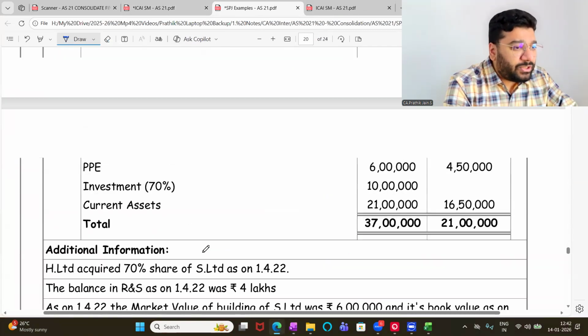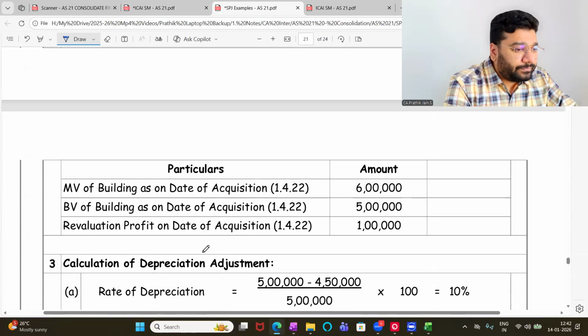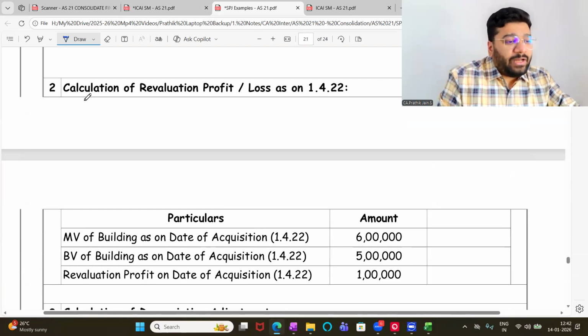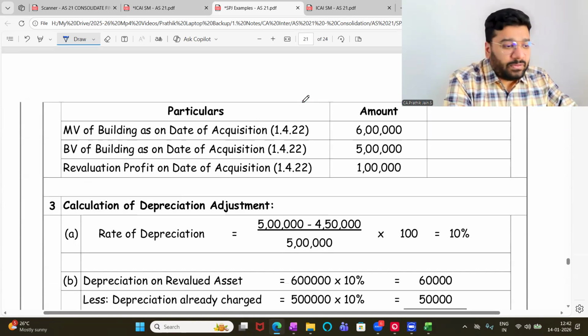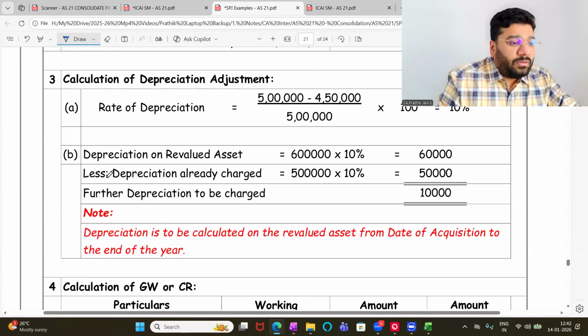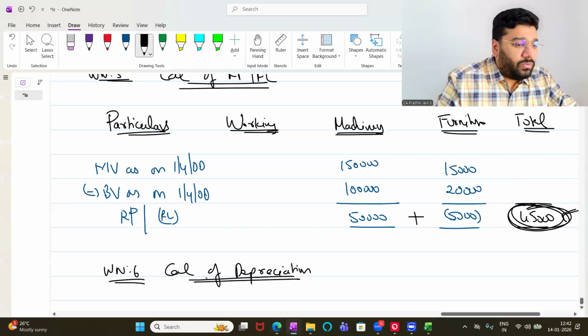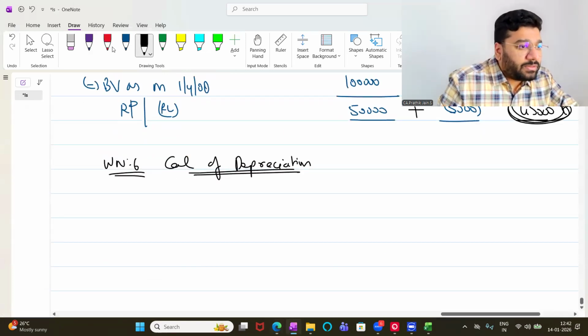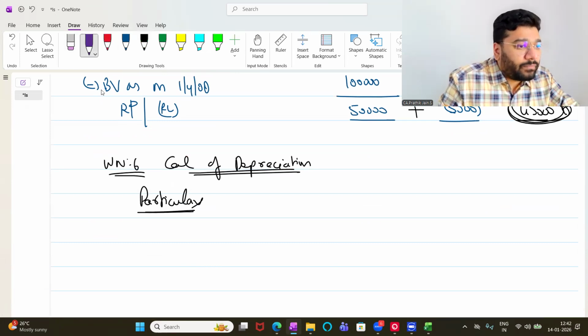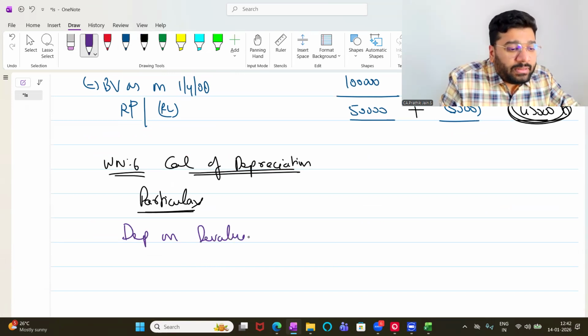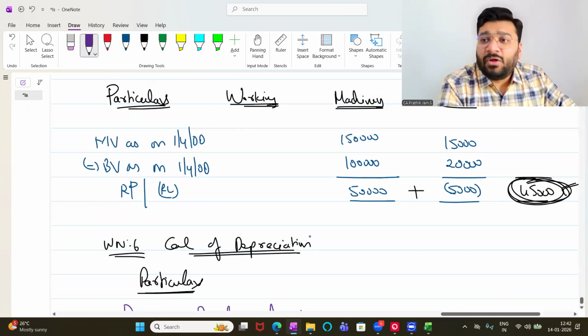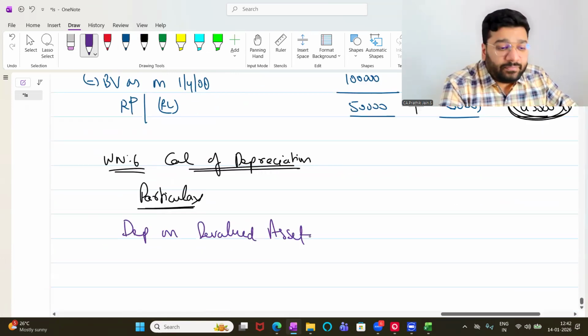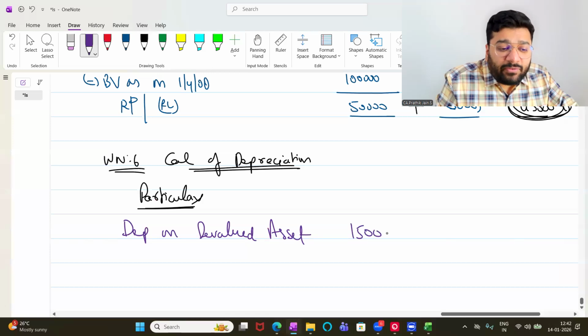Now comes the format of depreciation. Please make a note. This was the format of the revaluation profit and loss. Correct? Now, particulars: depreciation on revalued asset. So what is the original value of the machinery? 1 lakh. What is the revalued figure? 150. 1,50,000 is the value of the asset.